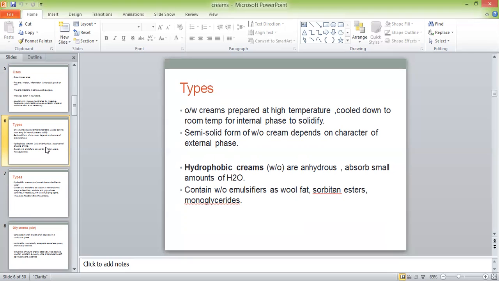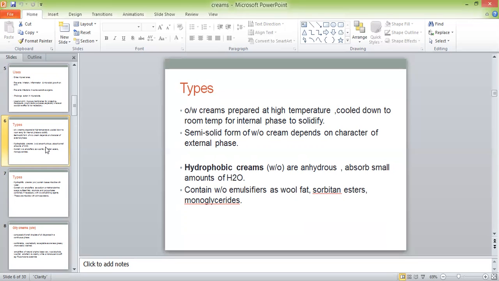Hydrophobic creams are also called water and oil creams, and they are anhydrous. They will absorb a very small amount of water. They do not like water very much, you can say they do not have much affinity for water, and they contain water in oil emulsifiers like wool fat, sorbitan esters, and monoglycerides.